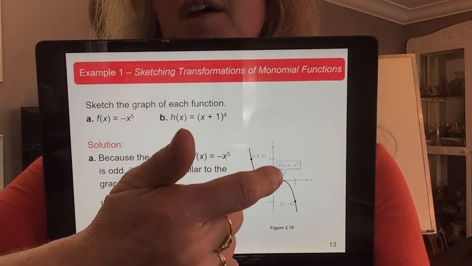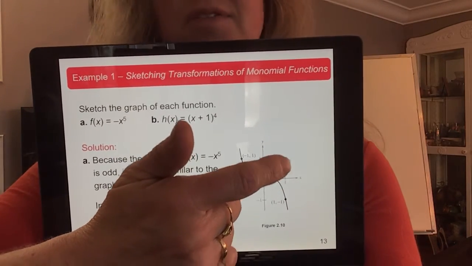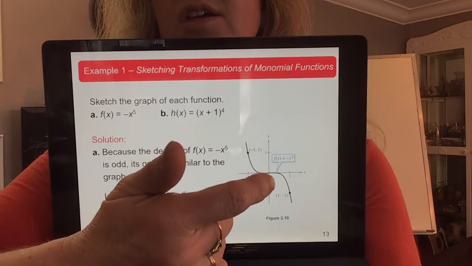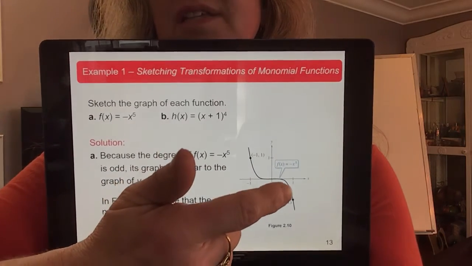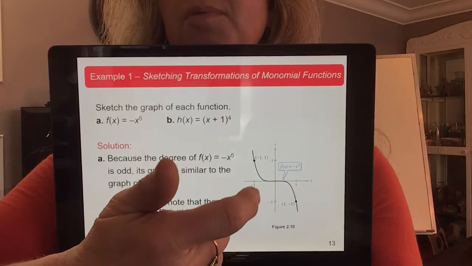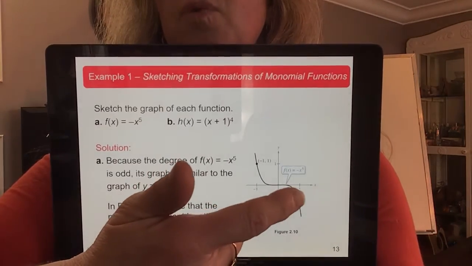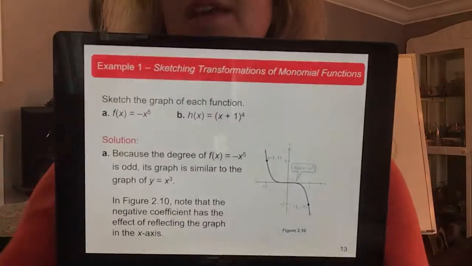And I have f of x equals negative x to the fifth. Sure enough, it passes through 0, 0. It stays flatter longer. The higher the power, it stays flatter between 1 and negative 1. And then it takes off very quickly.